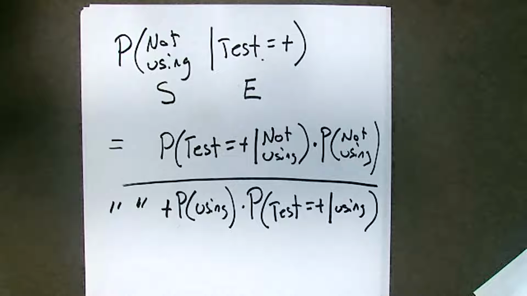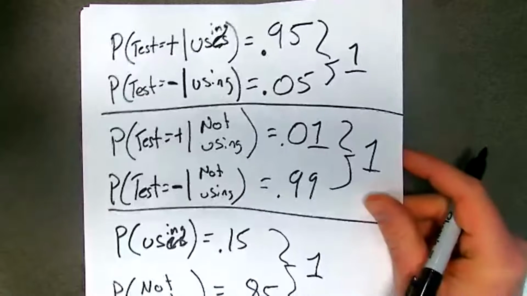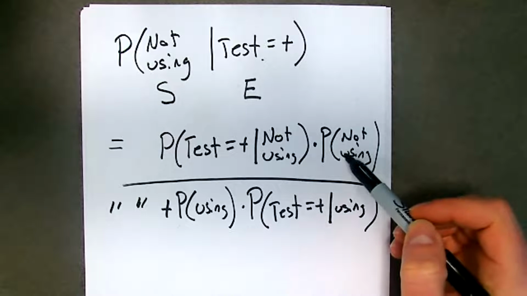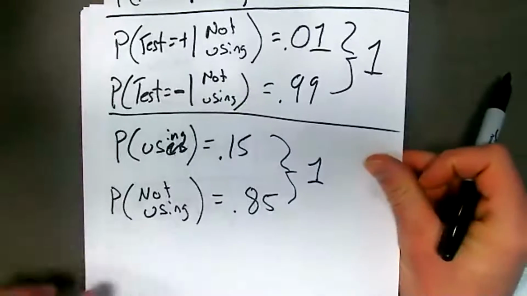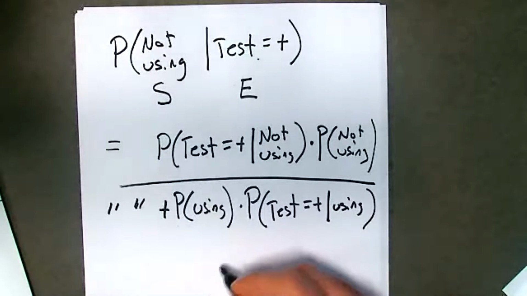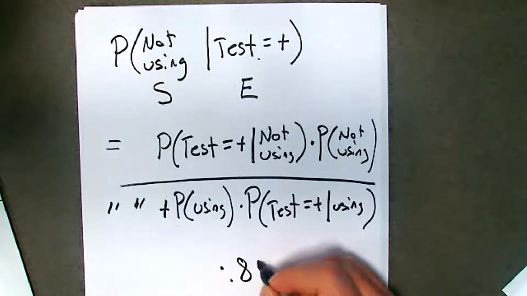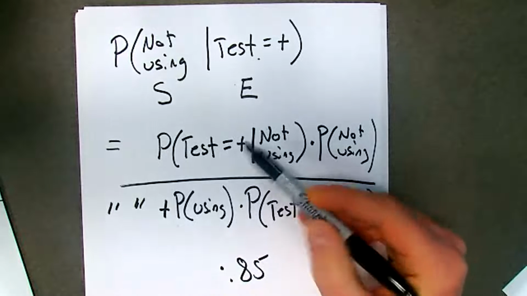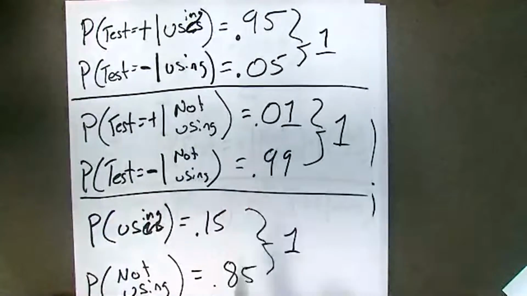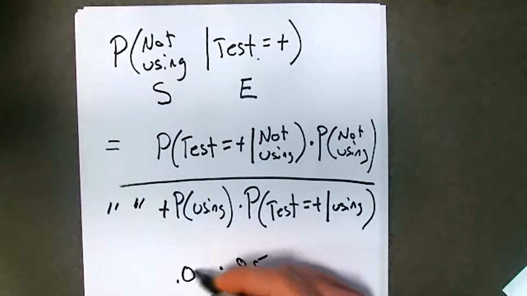So once I have that Bayes theorem written out in the context of my example, it makes things a lot easier, because now it's just a matter of going back and plugging things in. Right? So what's the probability that they're not using here? Well, we had that earlier, it was 0.85. Given that they're not using, what's the probability the test comes back positive? We're given that information, right? Given that they're not using, the probability the test comes back positive is 0.01.